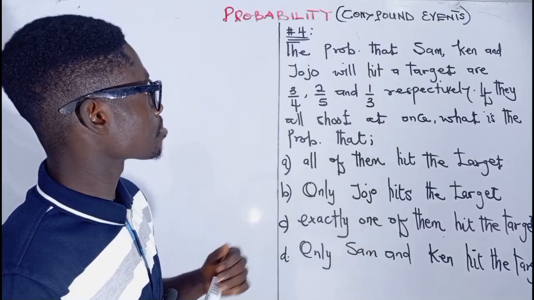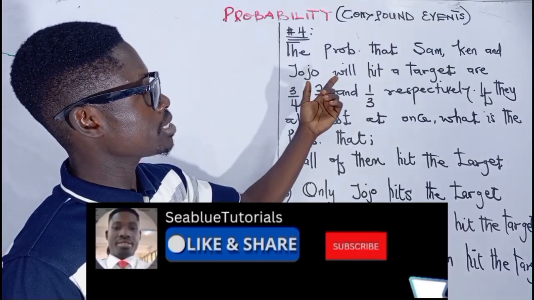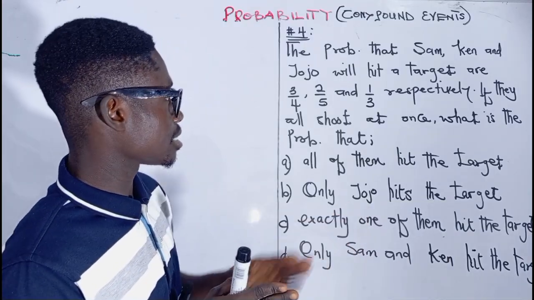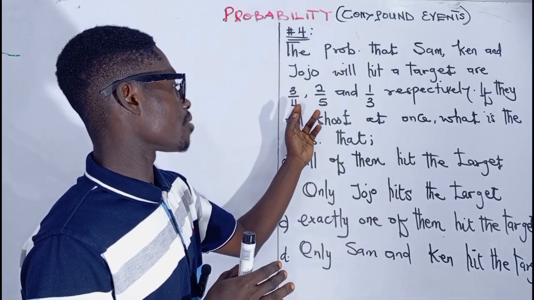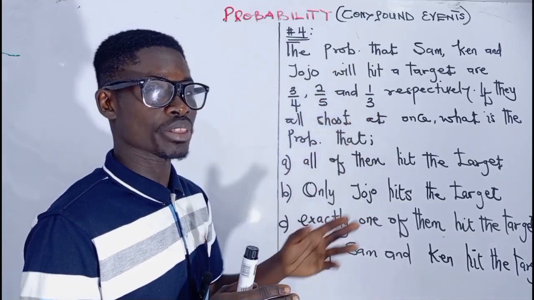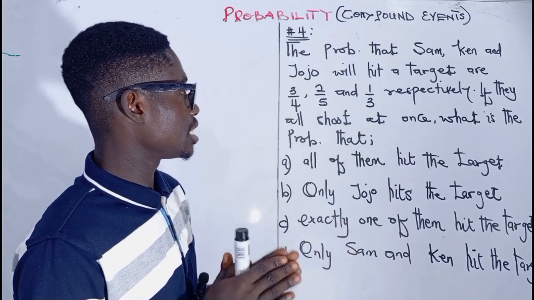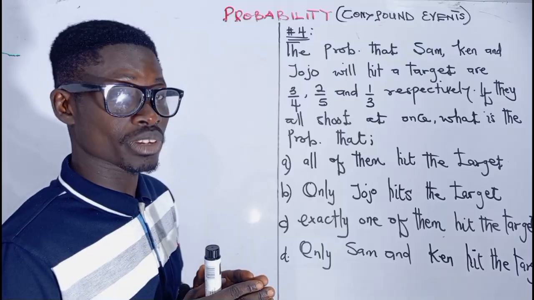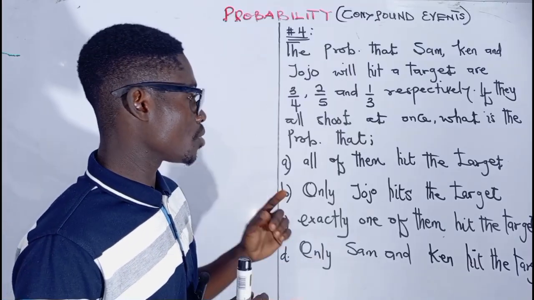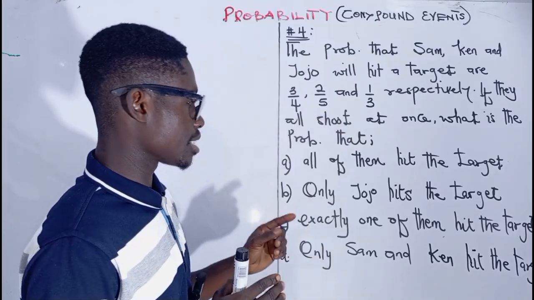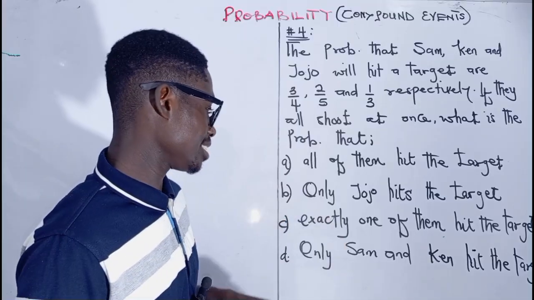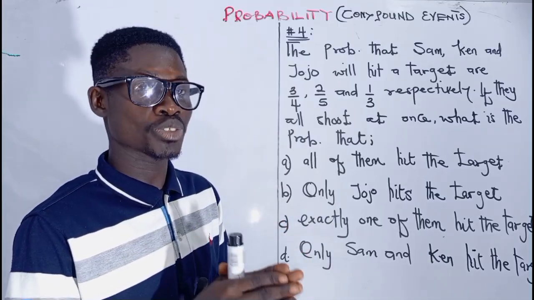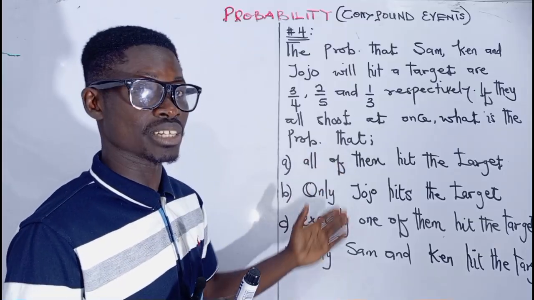So let's get started. The question is, the probabilities that Sam, Ken, and Jojo will hit a target are 3/4, 2/5, and 1/3 respectively. If they all shoot at once, what is the probability that all of them hit the target? Only Jojo hits the target, exactly one of them hits the target, and only Sam and Ken hit the target. So we want to find the probabilities of all of these events.